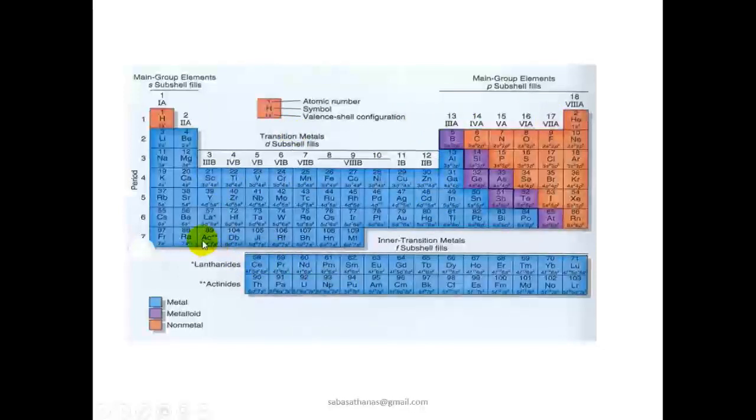Lakini kuna element ndani, ukiangalia hapa kuna Lanthanides and Actinides. Ndani ya Lanthanides kuna nini? Kuna elements ndani yake hizi hapa. Lakini pia kwenye Actinides kuna ndani yake tena kuna elements ambazo zina the same properties ziko ndani ya nini? Ya Actinides. So this is the key metal, metalloids and non-metal.